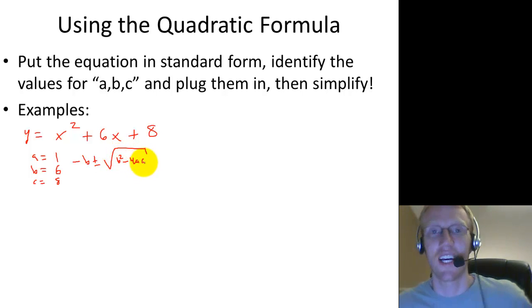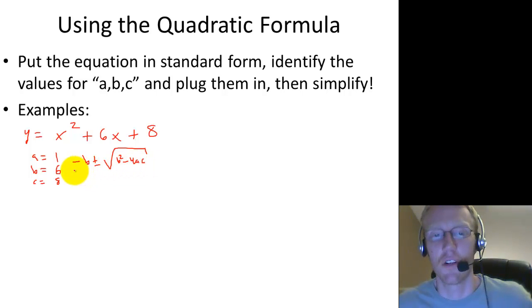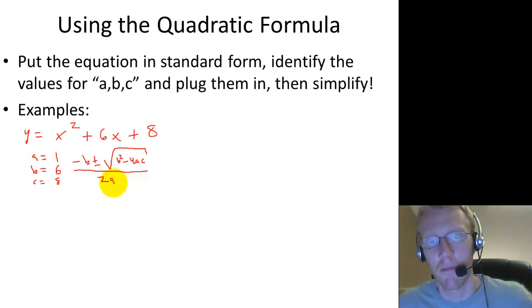I also encourage you to say it out loud to yourself whenever you're writing it down, because if you say it out loud, it will help you remember it. All divided by 2a. So now we can plug in our numbers. Negative b is negative 6 plus or minus the square root. b squared is 6 squared, so that's 36, minus 4ac. That's 4 times 1 times 8.